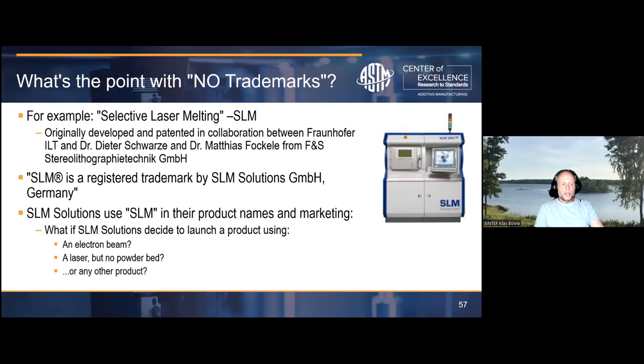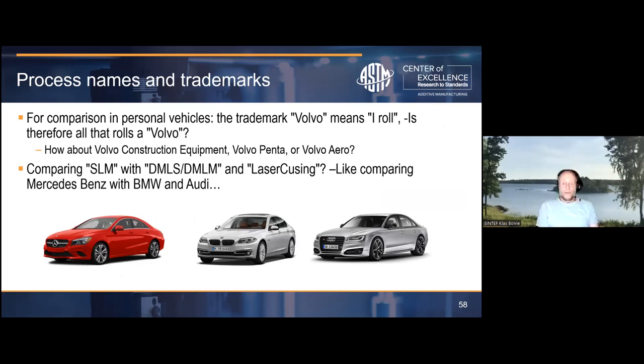For example, the Swedish car maker Volvo: originally, Volvo was a trademark for ball bearings. The term means "I roll," but it does not necessarily mean that everything that rolls is a Volvo. And Volvo went on to make construction equipment, boat engines, and aerospace engines. They were still Volvo, but they didn't roll; it was a trademark. So for example, we have trademark names such as SLM, or DMLS, which is owned by a different company, or LaserCUSING. It's a little bit like comparing Mercedes-Benz with Audi and BMW. Still very nice German machines, and of course they have some differences, but they're basically German high-end personal cars.